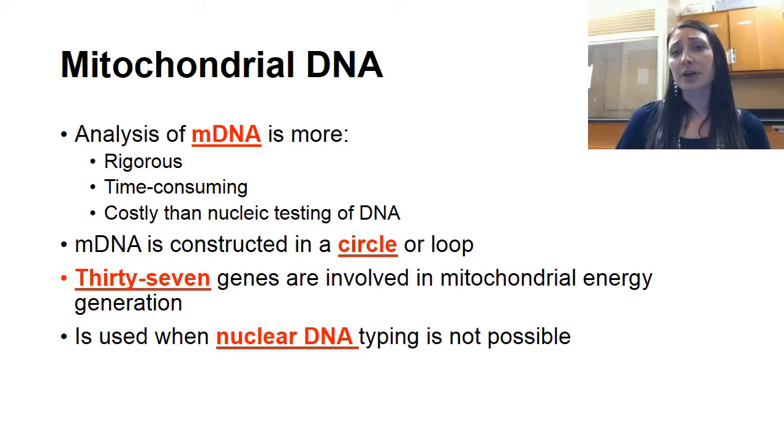When possible, we're going to want to use nuclear DNA to make a DNA profile, because to analyze mitochondrial DNA, it's more rigorous, it's more time consuming, and it's a lot more costly than doing nuclear testing of DNA. Mitochondrial DNA is more simple. There's only 37 genes on it, and it's typically in a circle or a loop. So your nuclear DNA is a long string of DNA, whereas mitochondrial is not. It's very simple. And we would only use this again when nuclear DNA is not available.